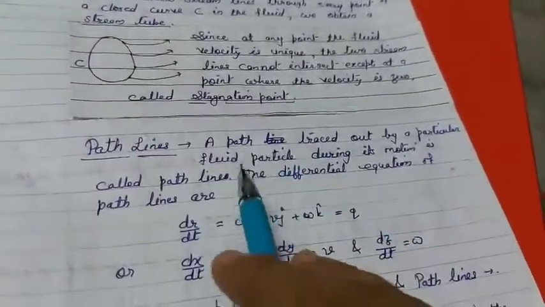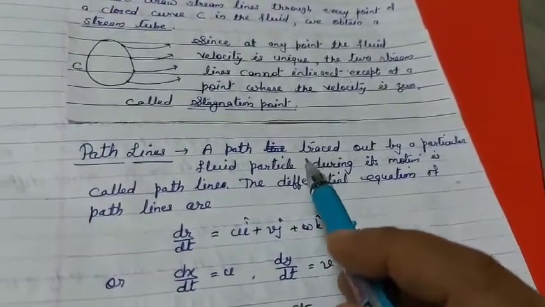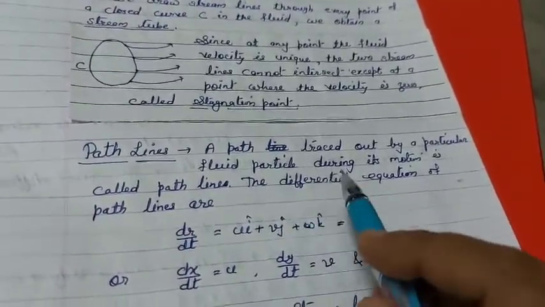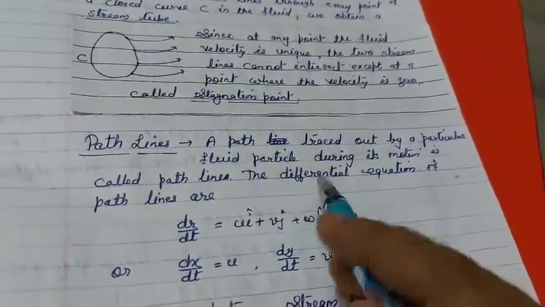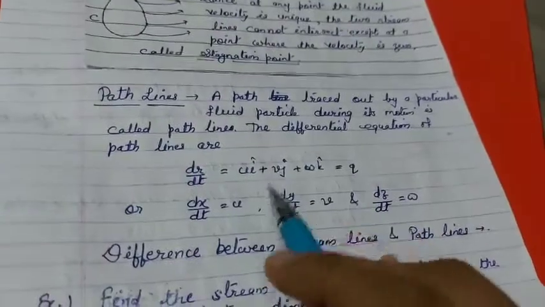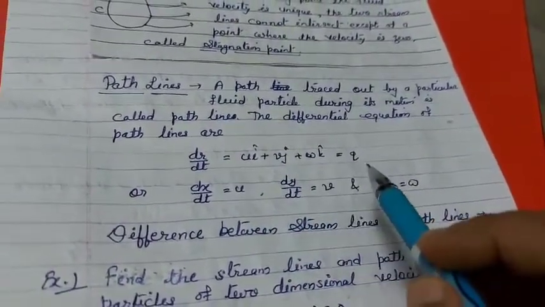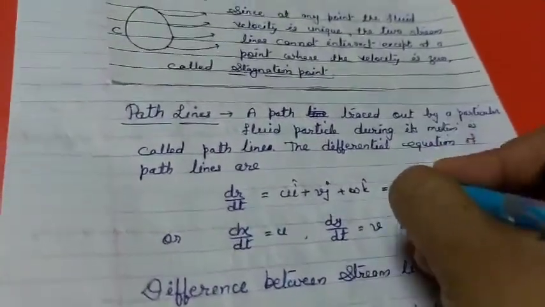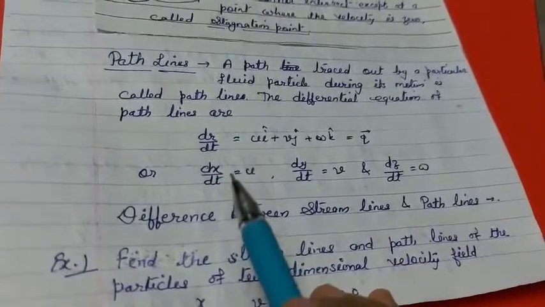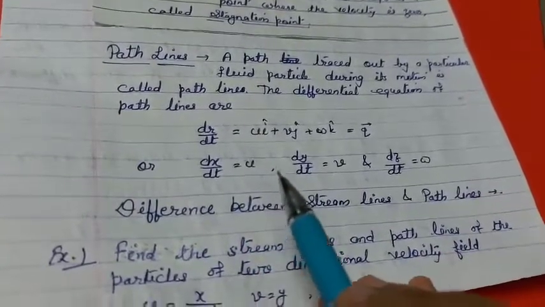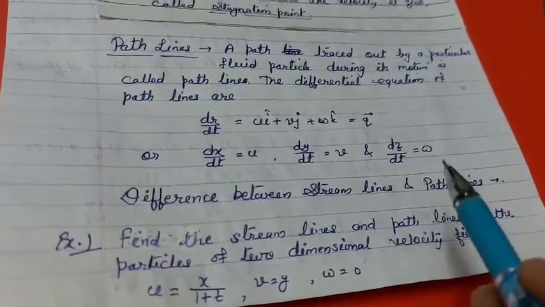Next is path lines. A path traced out by a particular fluid particle during its motion is called a path line. The differential equation of the path lines is dr by dt is equal to ui plus vj plus wk, that is q, or this can be written as dx by dt is equal to u, dy by dt is equal to v, and dz by dt is equal to w.